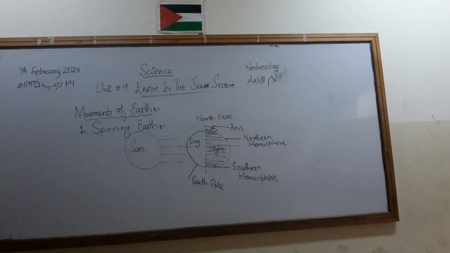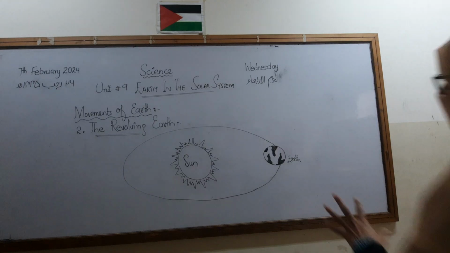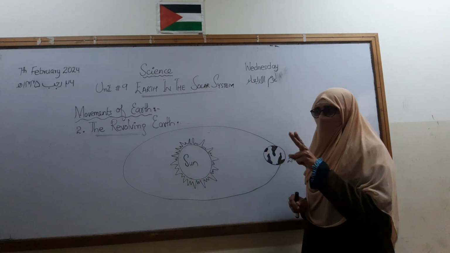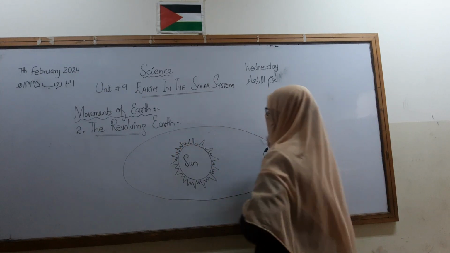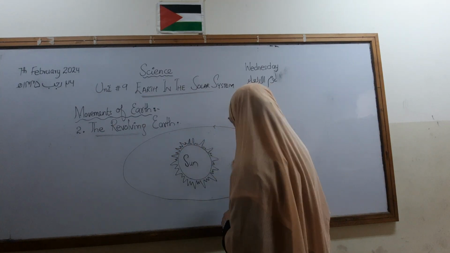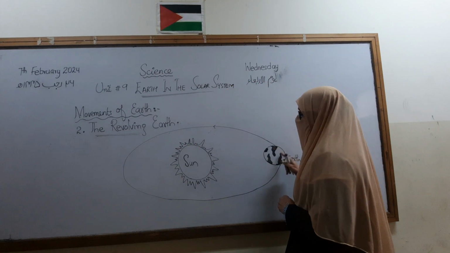Now, the second movement of the Earth is the revolving Earth, or we can also say the revolution of the Earth. The second movement of the Earth is the revolving Earth. The revolving Earth means that the Earth has the second property, that it has the ability to revolve around the sun. It can revolve from this position, and it can complete its orbit and come to the same position.